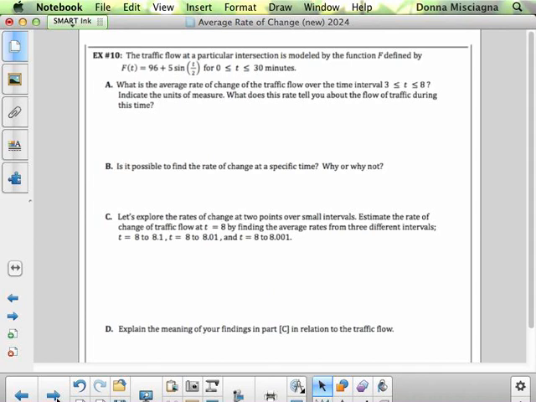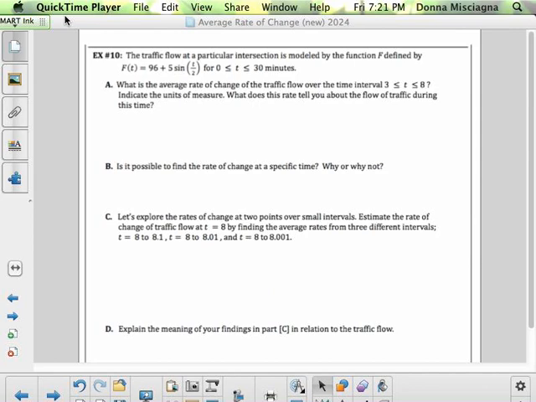First of all, let's look at our formula. The traffic flow at a particular intersection is modeled by the function f, defined by f of t equals 96 plus 5 sine of t divided by 2, for t between 0 and 30 minutes. So this formula could be used for any time up to 30 minutes, but then it perhaps isn't a good model anymore. We wouldn't use it if we were interested in 1 hour, because this was specifically for 0 to 30 minutes.